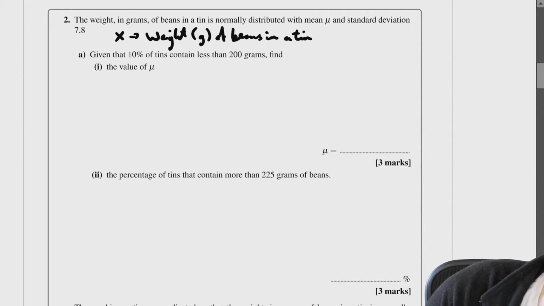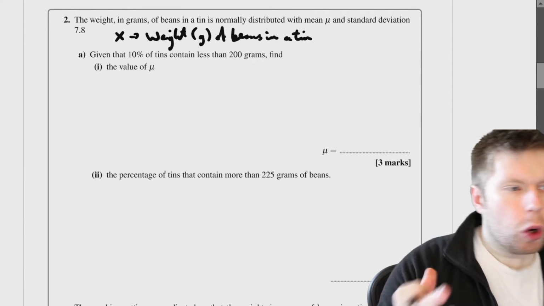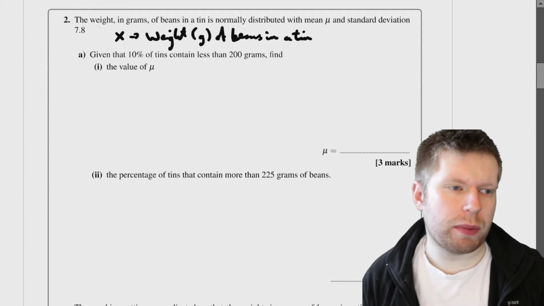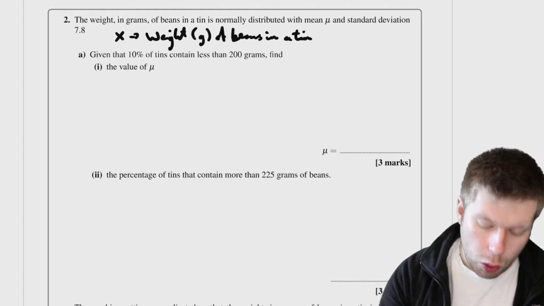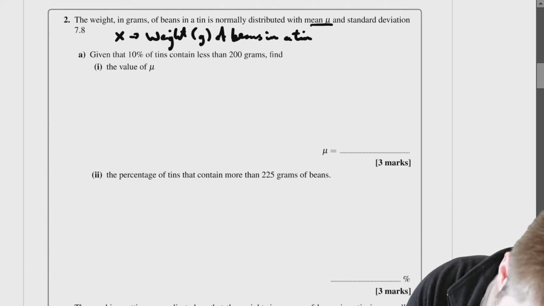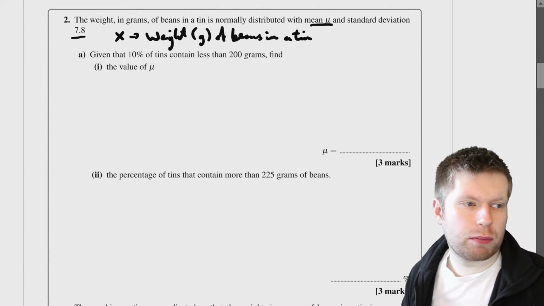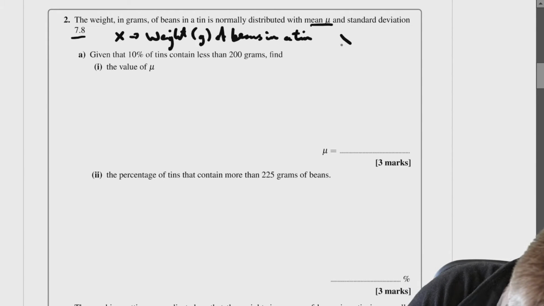All right, so then that way I can just write down X, and I know that that means the weight in grams of beans in a tin. I don't have to write that long sentence out every time I want to deal with it. And I'm told it's normally distributed with some mean and a standard deviation of 7.8. So in other words, I can actually write down the distribution, or at least partially write down the distribution.